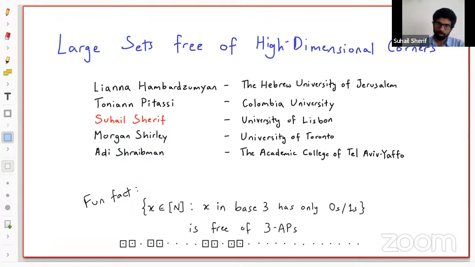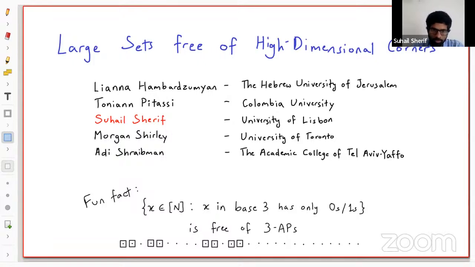Now, in this talk, we'll be dealing with sets that don't have certain subsets. So our focus eventually is going to be on sets that don't have high-dimensional corners. But for the first 15, 20 minutes, we won't need to go into what a high-dimensional corner is. We'll be working with arithmetic progressions.